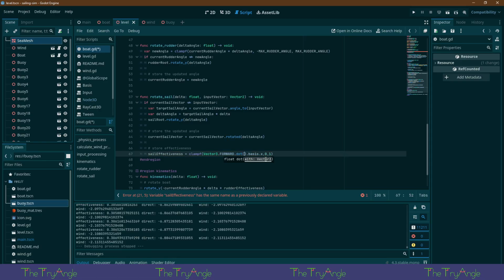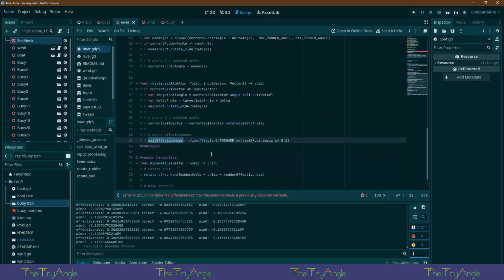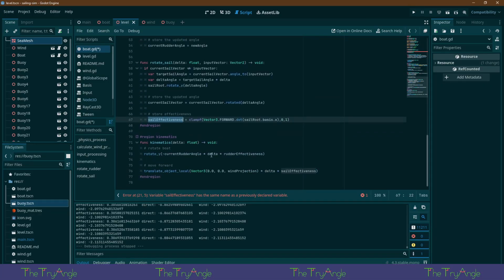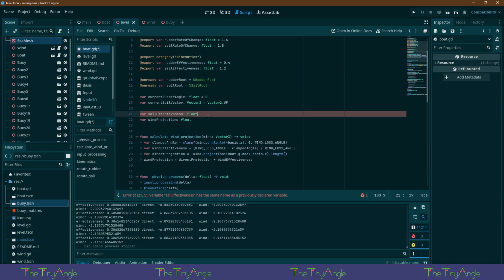Oh, that's cool. All right. We're going to get a dot product. We're going to clamp the value. I don't want it to go negative. So we want some kind of effectiveness we're going to store when the sail moves. And that'll just be how much it can affect the boat locally.